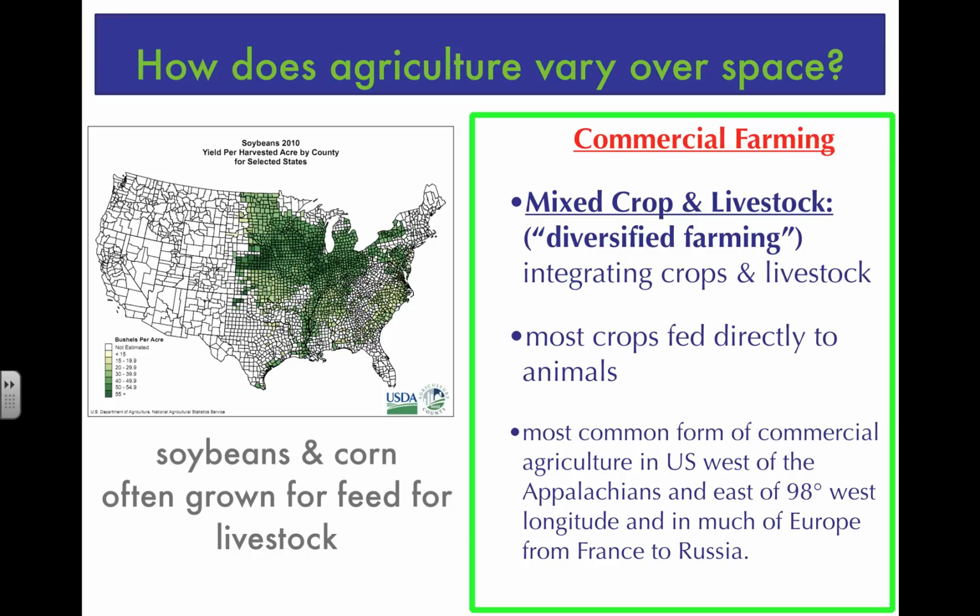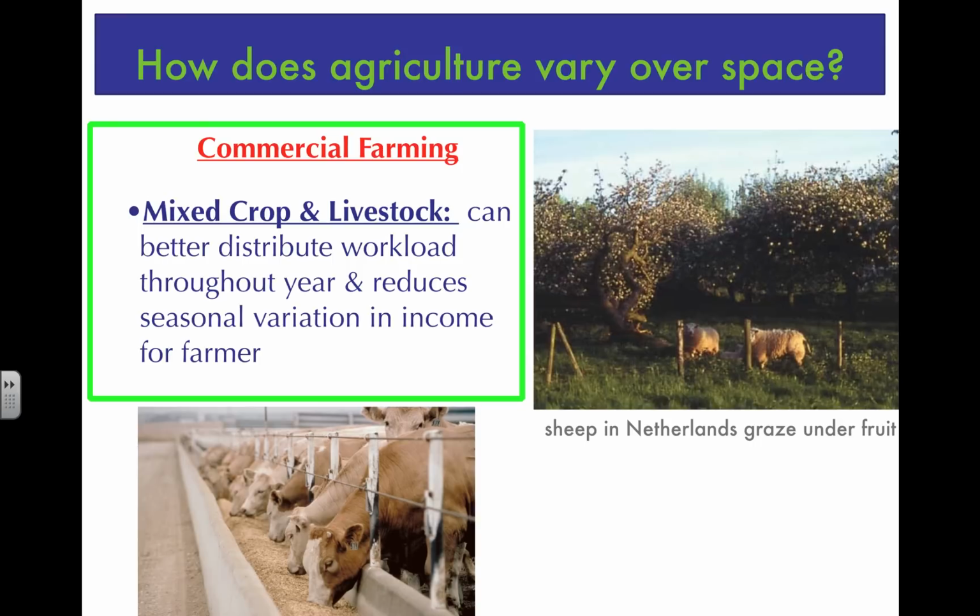I showed you here the general region of the United States where most mixed crop and livestock agriculture happens. I also noted here that soybeans or corn are the most commonly used crops to feed directly to livestock. I'm going to return to that momentarily when we talk about grain farming. The reason why farmers do this, there's several reasons why.